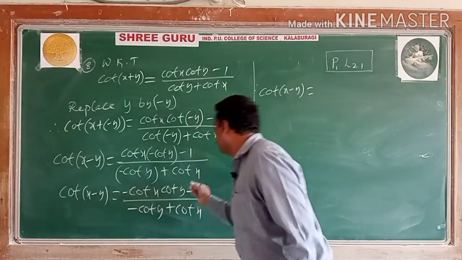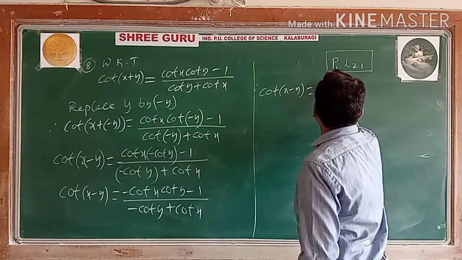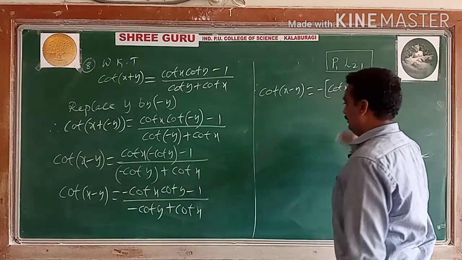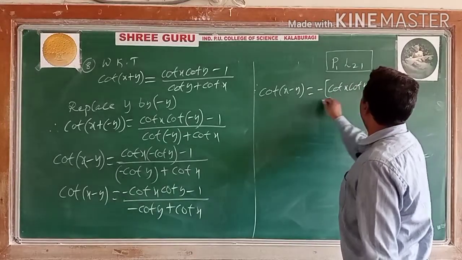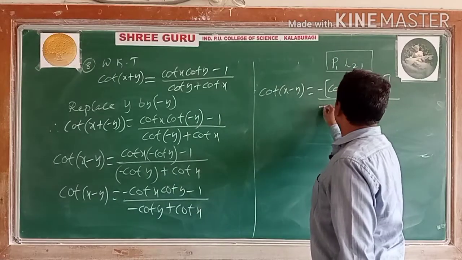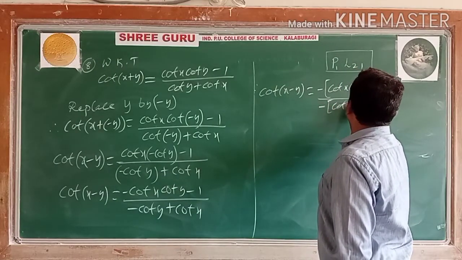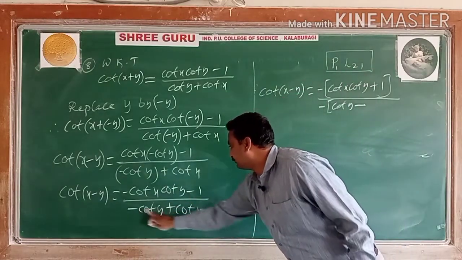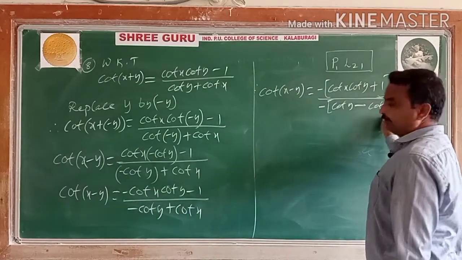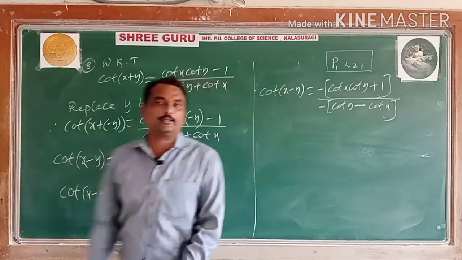Shall I take the minus sign in the numerator outside? Cot x cot y, minus sign taken outside here. In the denominator also you can take that minus common, so the minus signs may cancel. This plus becomes minus here, and this plus becomes minus of x.